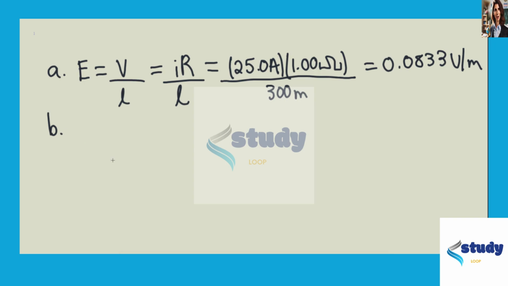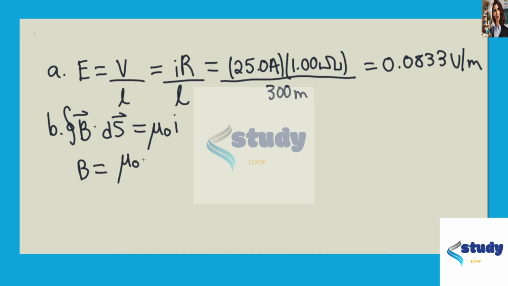For part B, we're going to use Ampere's law. Essentially, we can say that the integral of the closed loop of B dot dl, the dot product between the magnetic field and the differential path element, would be equal to the magnetic permeability in a vacuum times the current I. And so the magnitude of the magnetic field would then be B equals mu naught I divided by 2 pi r.